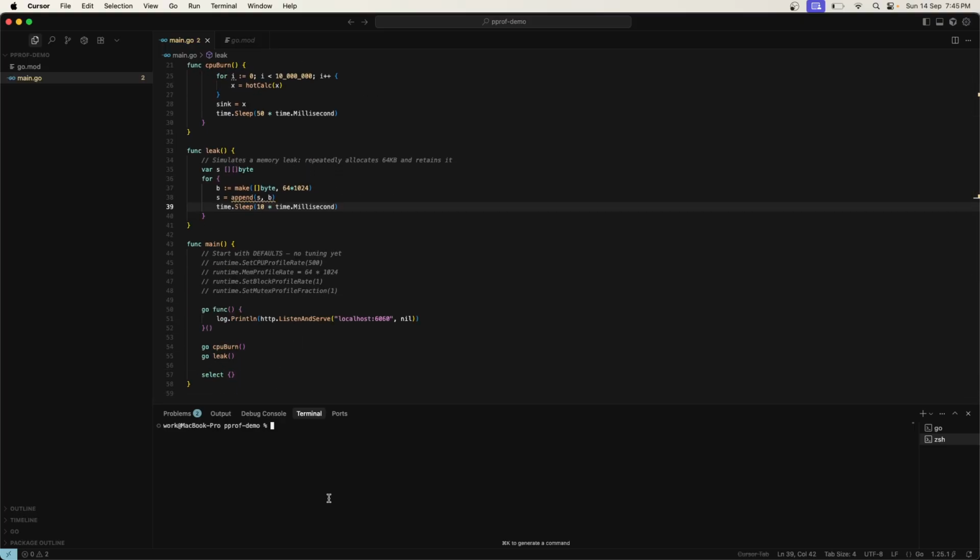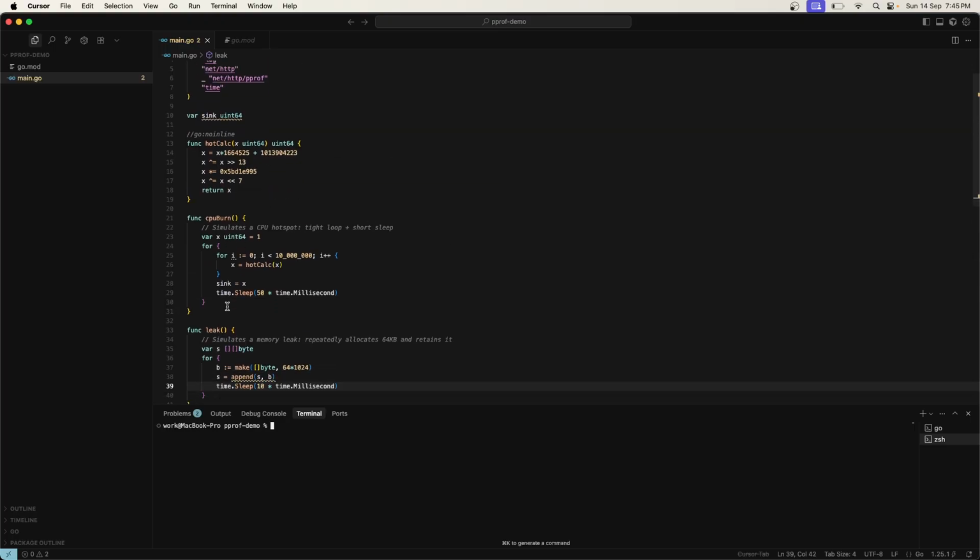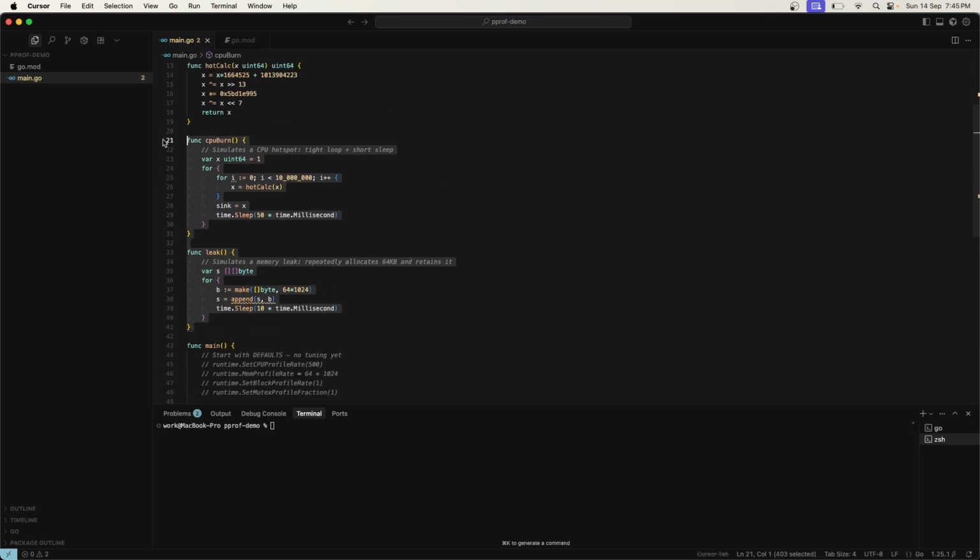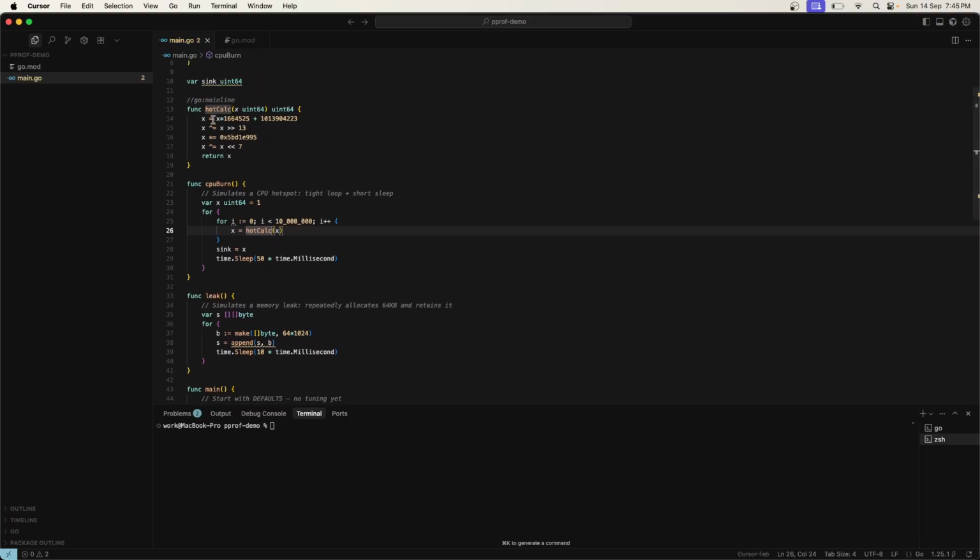I will give a short walkthrough of what it is doing. Generally there are three functions here. Let's focus on only these two functions, because this hot calc function is being called by CPU burn. What CPU burn is doing is simulating a CPU hotspot. It does math in a tight loop, then sleeps for 50 milliseconds. We can consider it like a service that bursts with work and then idles briefly.